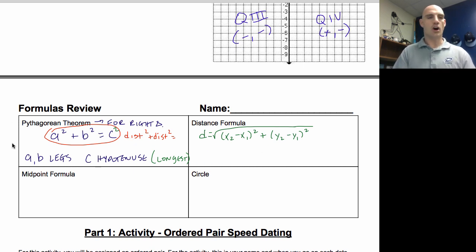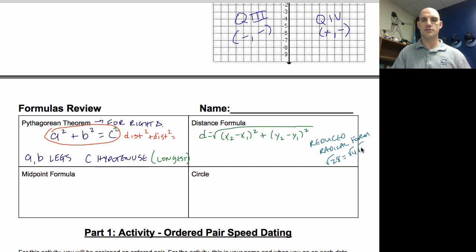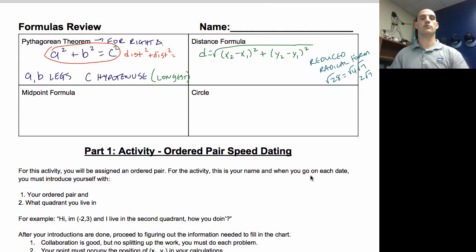Okay? As always, when we use the distance formula for this section and sections going forward, we need to put it in reduced radical form. So for example, the square root of 28 can be equal to the square root of 4 times the square root of 7, so 2 square root 7. Okay, so that's actually what I'm looking for you to be able to do, is to pull out reduced radical form. All right, that was a pretty long explanation, but I need you to see that the Pythagorean theorem and the distance formula are related. The distance formula doesn't come from nowhere.